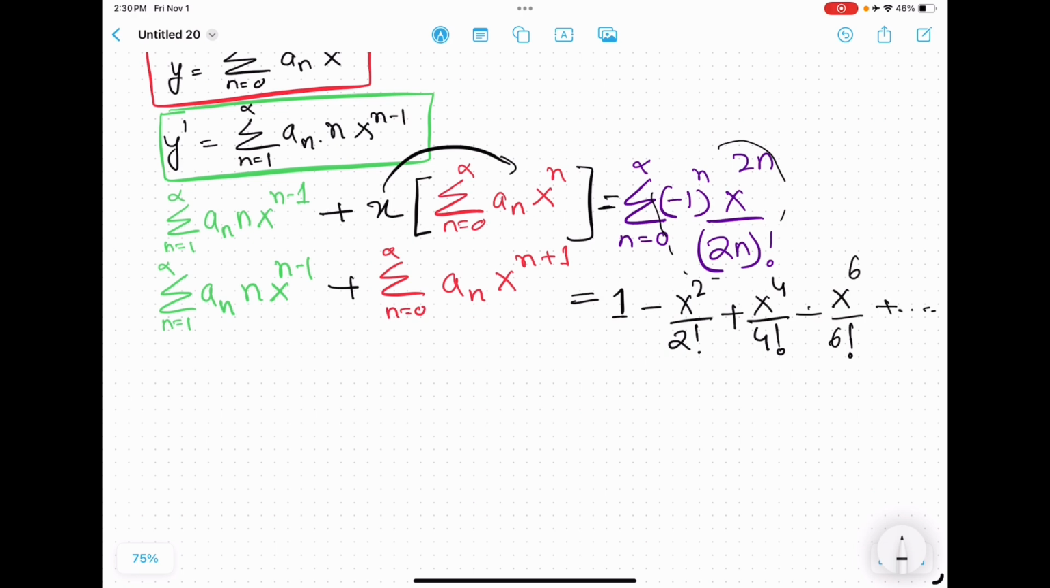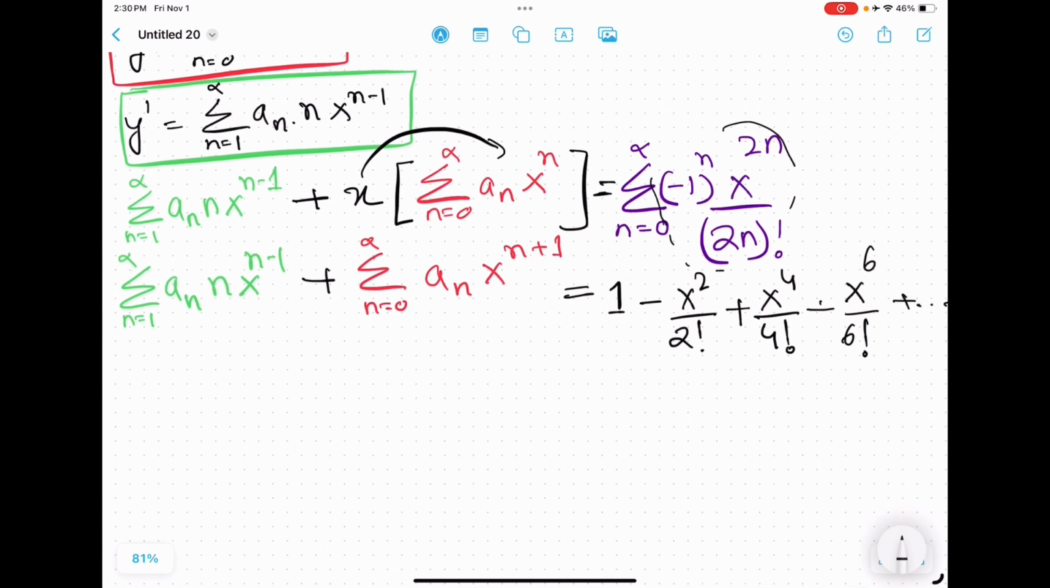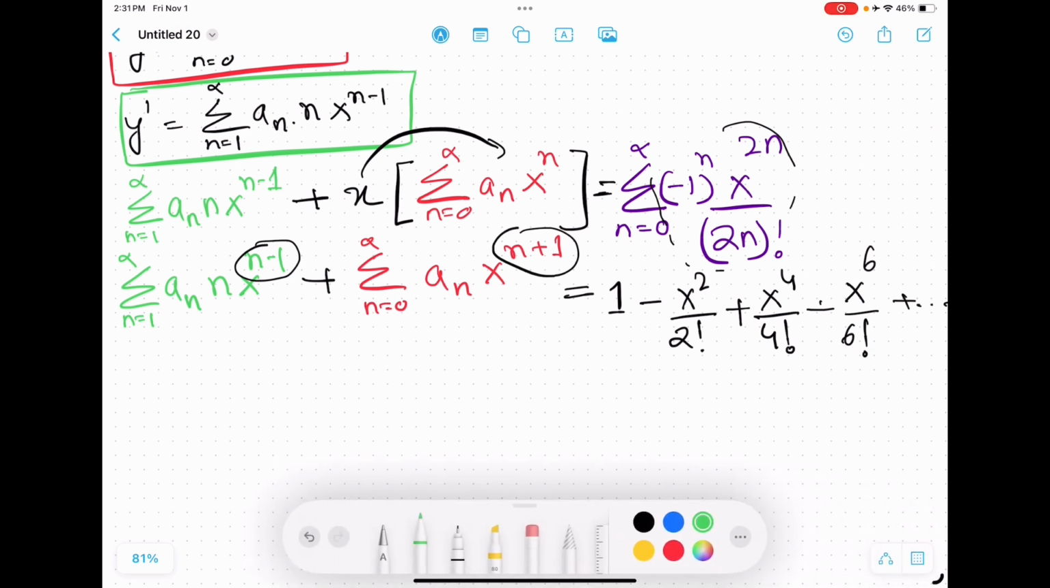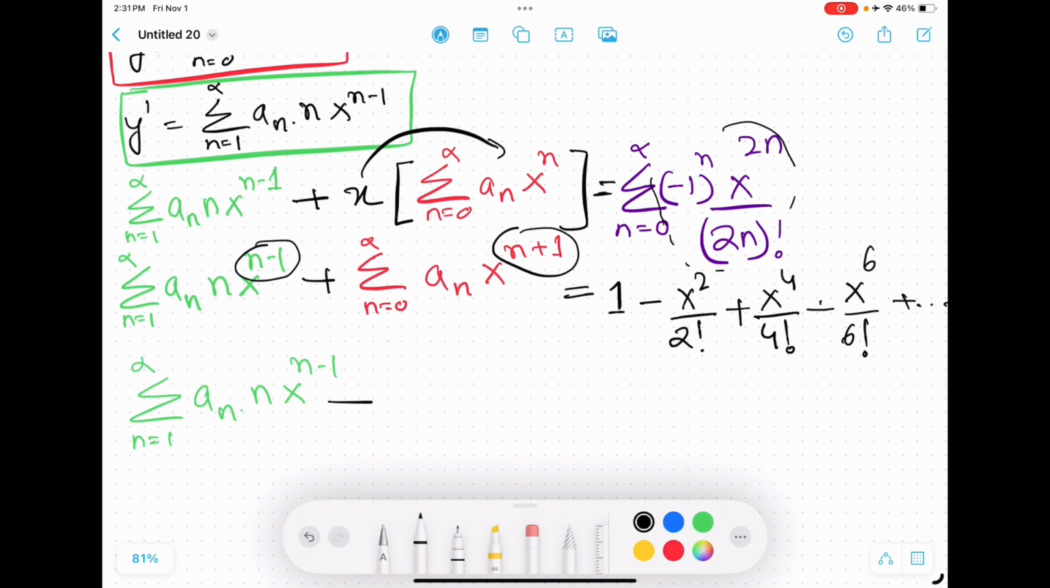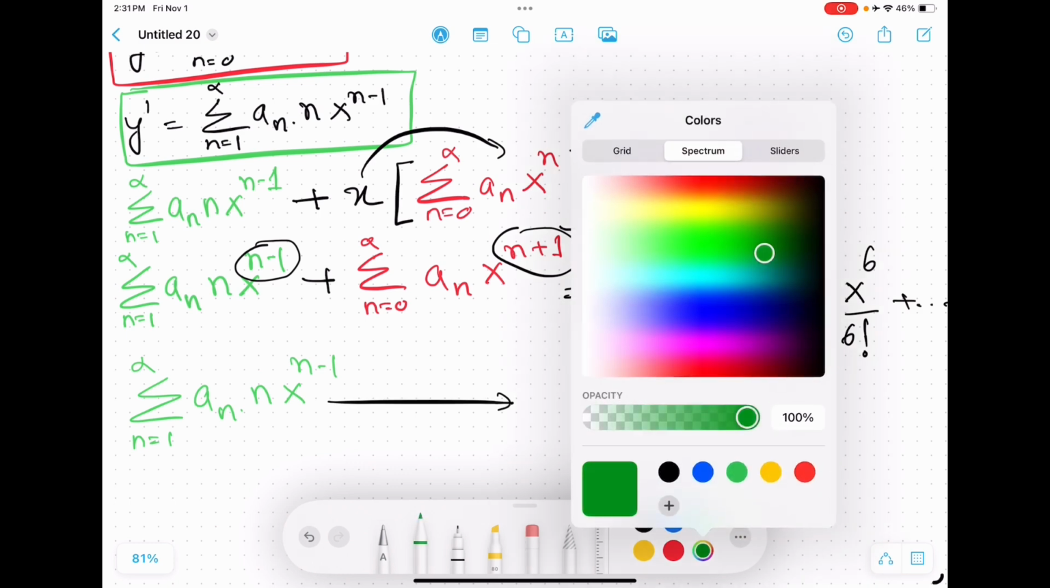Okay, so this is what it looks like when we are expanding our cosine function. Now moving on to our second step, which was making sure that these powers are equal to n. So let's go ahead and do that. I'm going to first transform my first power series, which is the sum from n equal to 1 to infinity of a sub n times x to the power n minus 1. And I am going to transform this so that the power of x is now n.